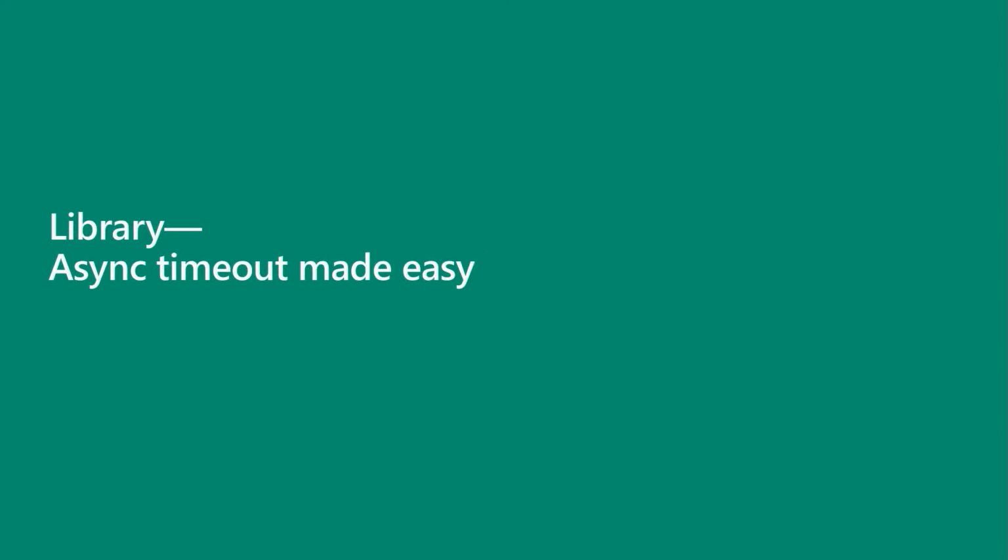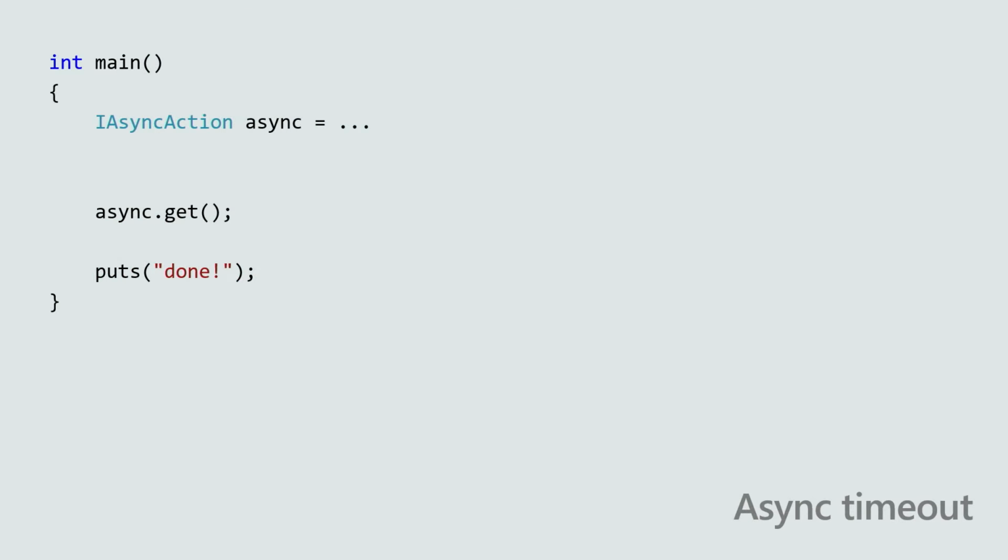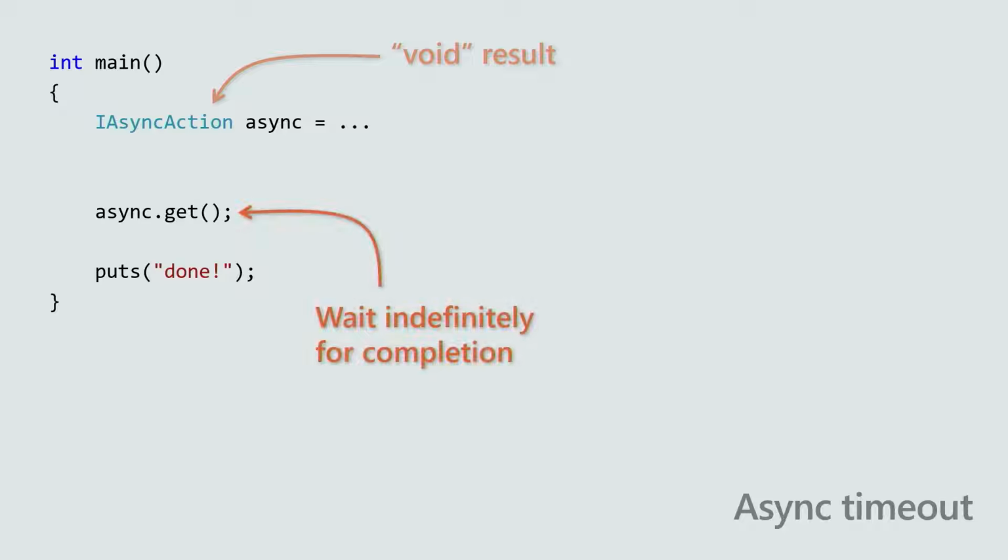Another improvement is to do with async timeout. It turns out that implementing timeouts in WinRT can be kind of tricky, and so now we've baked that in for you. Here's an example. So you have an async action. This is a void returning async operation, and you can wait indefinitely for completion using the get function.